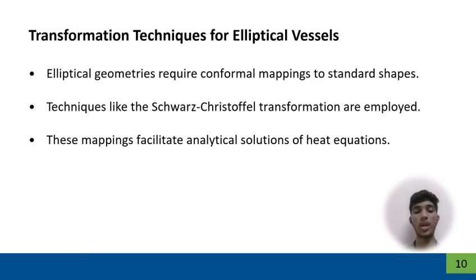For elliptical vessels, conformal mapping techniques are used. One popular method is the Schwarz-Christoffel transformation, which transforms complex elliptical boundaries into simpler geometries. These transformations help us solve heat equations analytically, which is difficult in irregular domains.